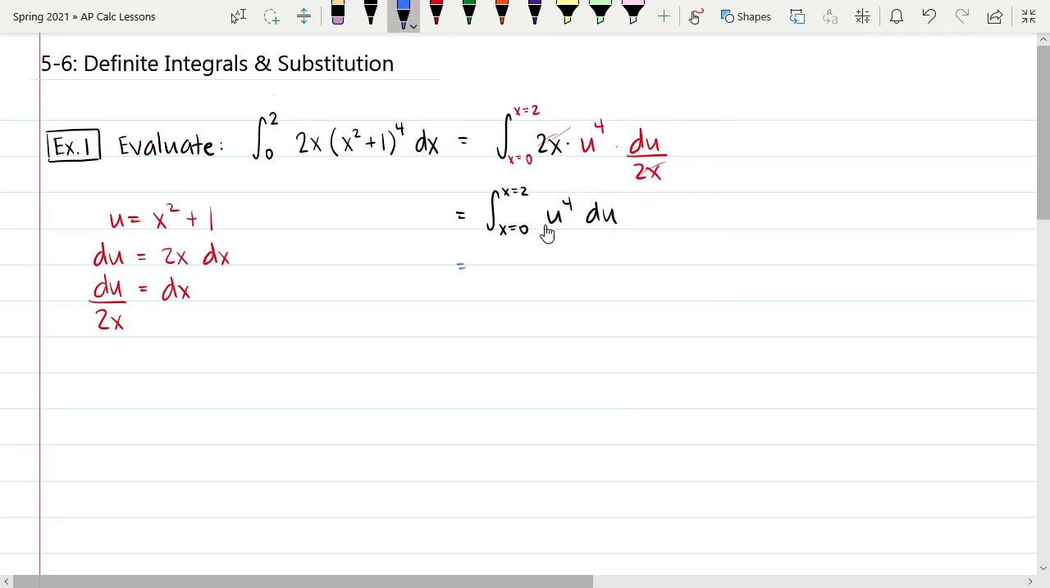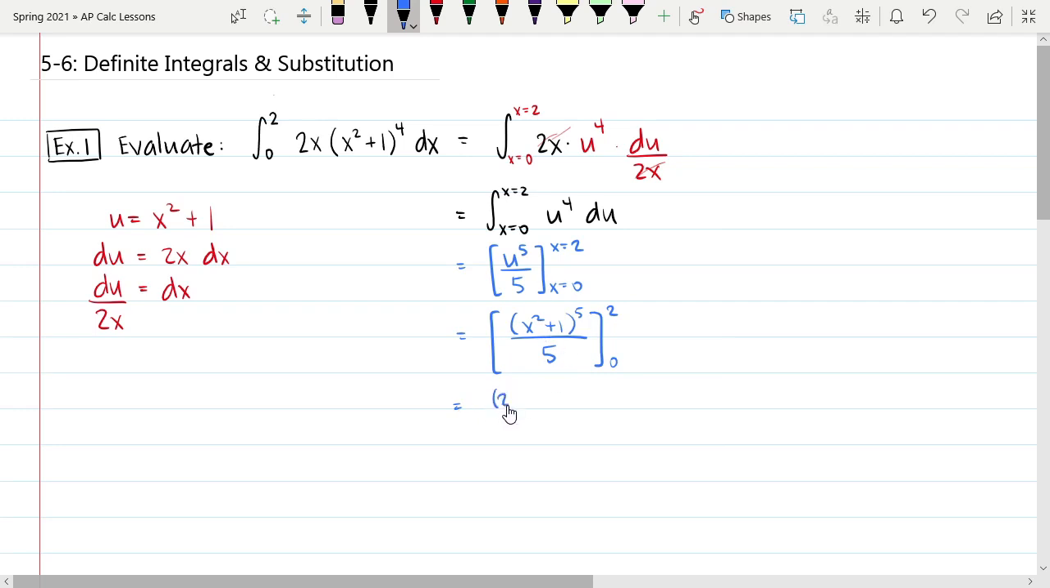And now we can just go ahead and evaluate this definite integral. So now we're going to find our antiderivative of u to the fourth, and that's going to be u to the fifth over 5. And we're evaluating that from x equals 0 to x equals 2. And of course now we're going to substitute back in for u. And that's going to give us the quantity x squared plus 1 to the fifth over 5, again evaluated from 0 to 2. Now I don't have to put x equals 0 and x equals 2 anymore because now our function is back in terms of x.